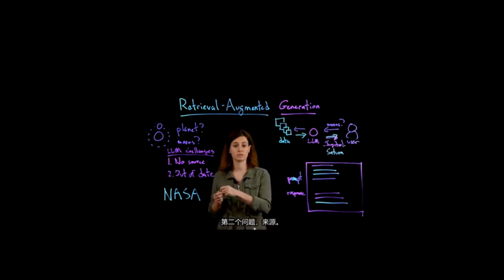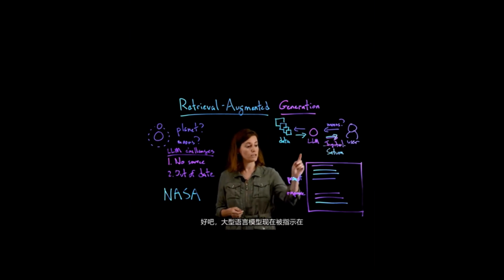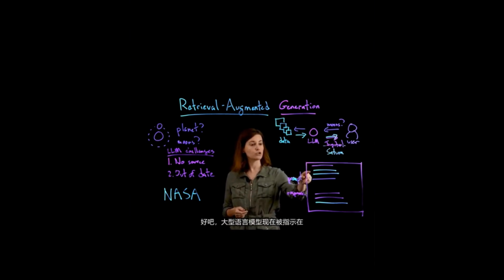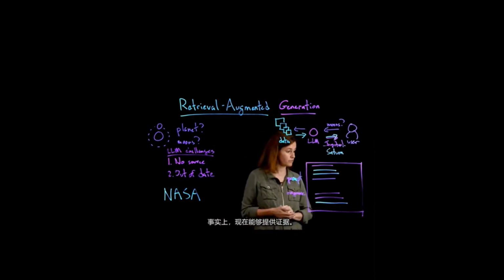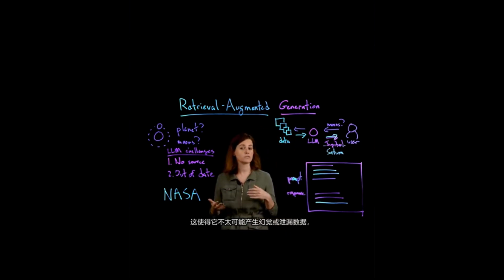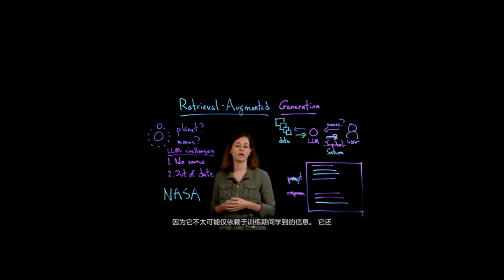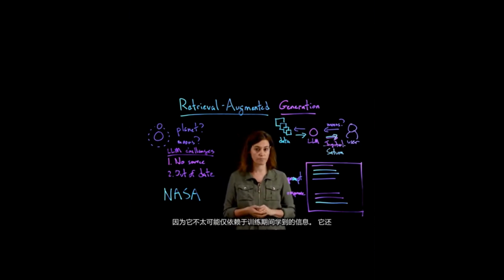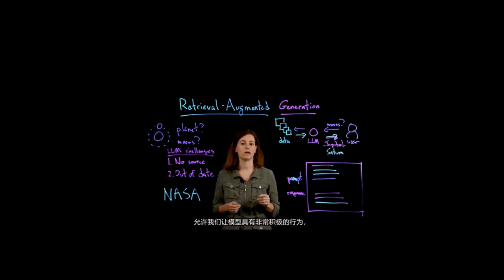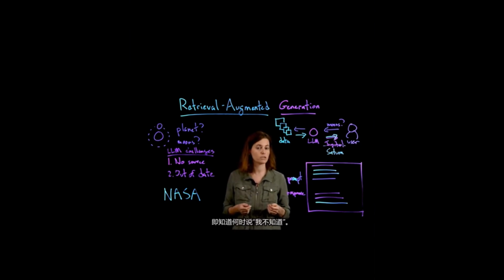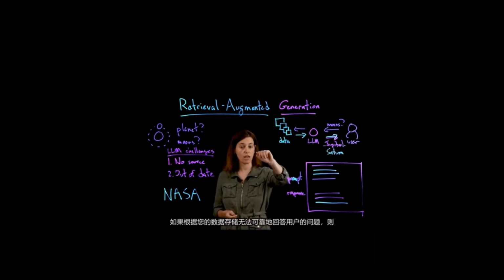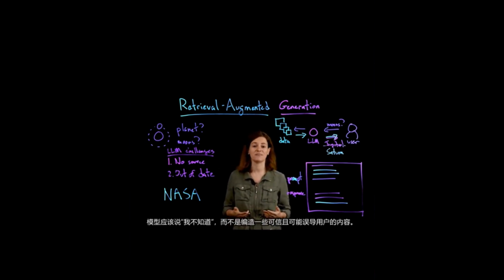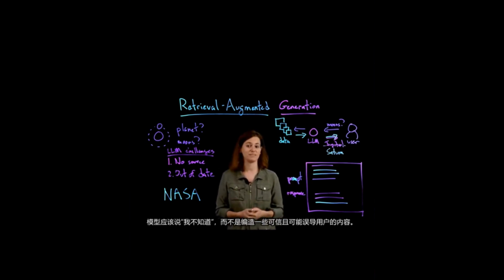The second problem, source. Well, the large language model is now being instructed to pay attention to primary source data before giving its response, and in fact now being able to give evidence. This makes it less likely to hallucinate or to leak data because it is less likely to rely only on information that it learned during training. It also allows us to get the model to have a behavior that can be very positive, which is knowing when to say, I don't know. If the user's question cannot be reliably answered based on your data store, the model should say, I don't know, instead of making up something that is believable and may mislead the user.